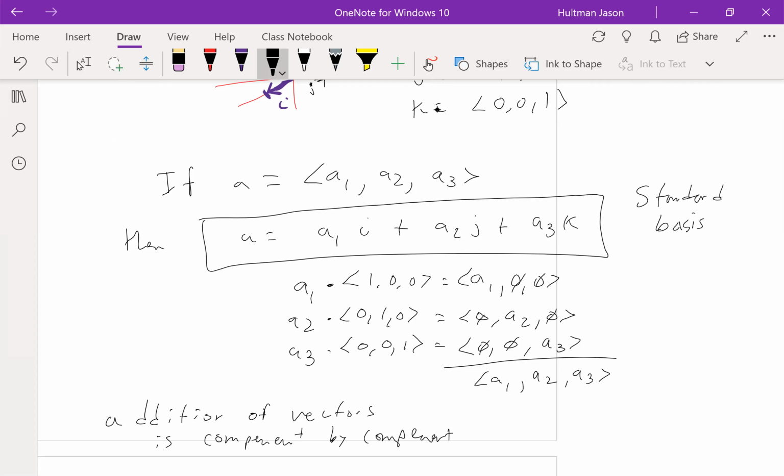Stop. Go away, Siri. I said standard basis, not theory. Okay, standard basis form.